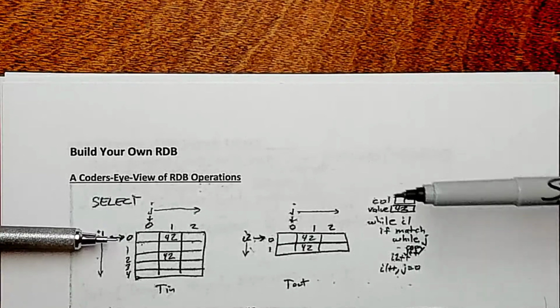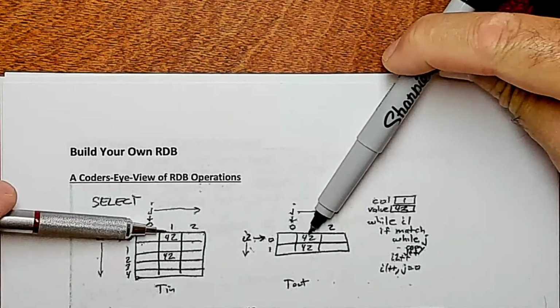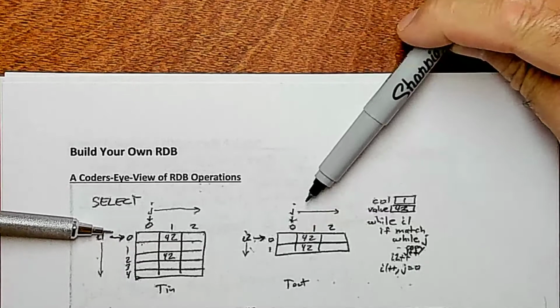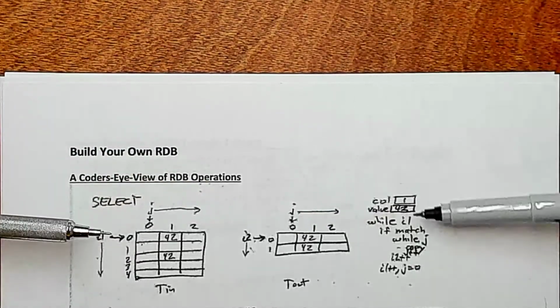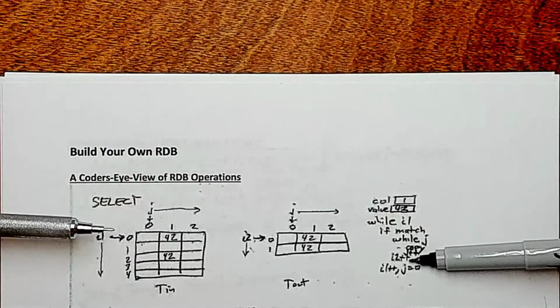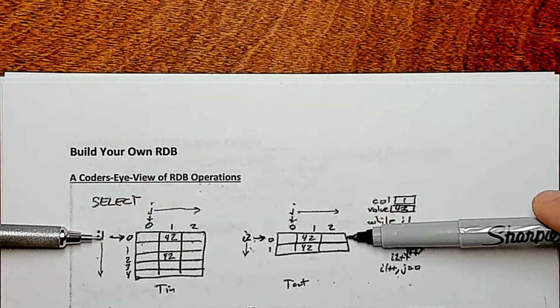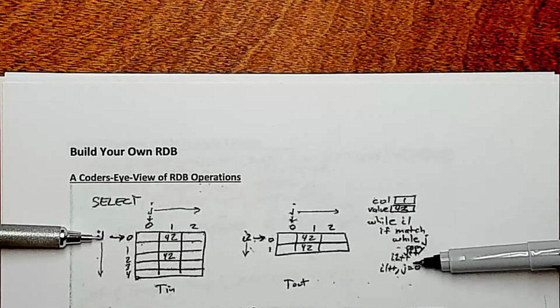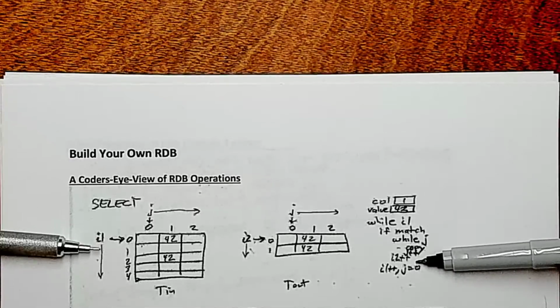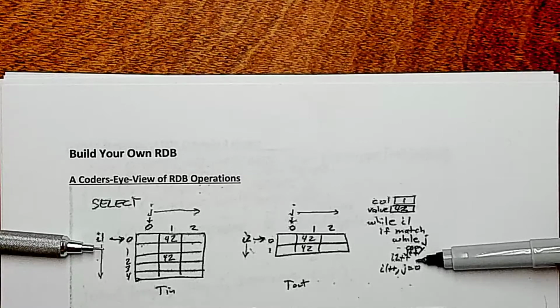So you find a match on 42. If it matches, you run across J and copy all the columns over. Then I2 increments. So you're looking at this row, and I2 is incrementing on, there's another.